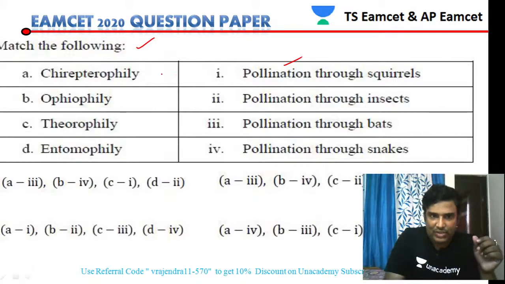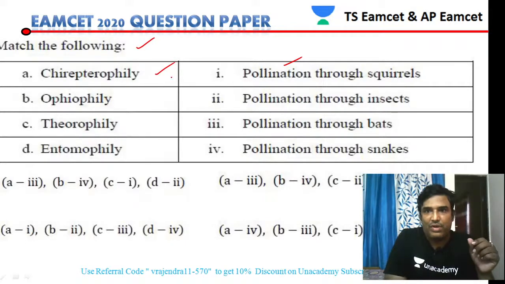Let us see. So first one, chiropterophily. What is the meaning of this term chiropterophily?